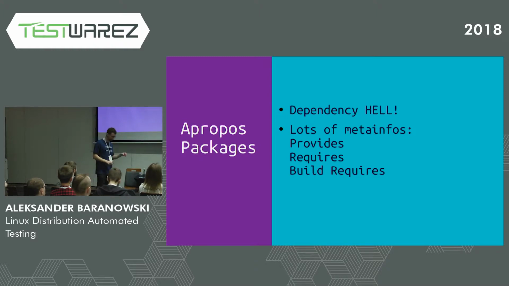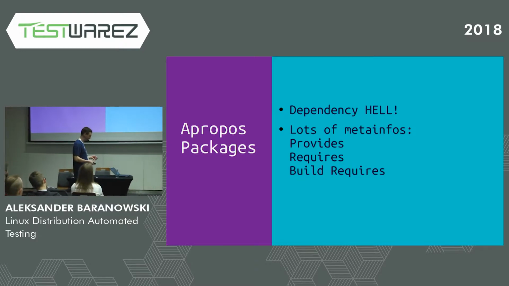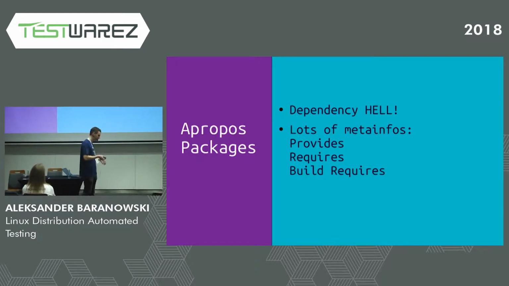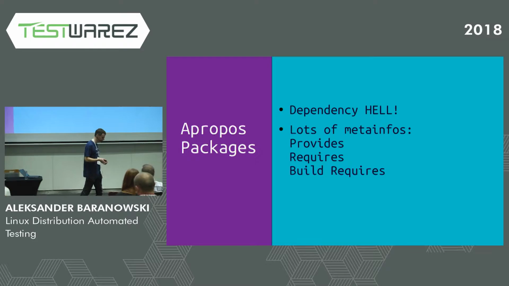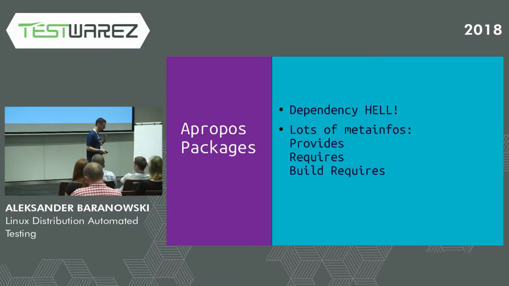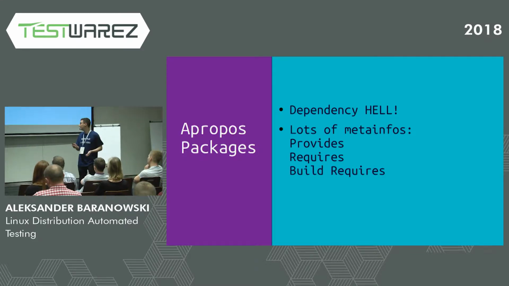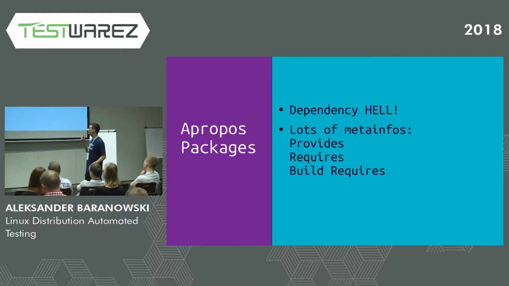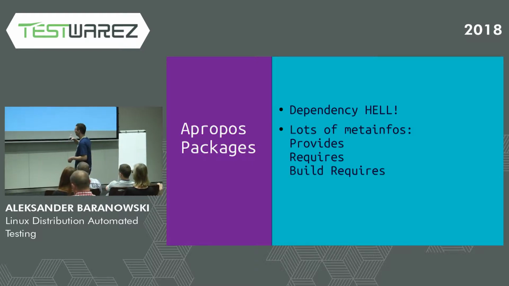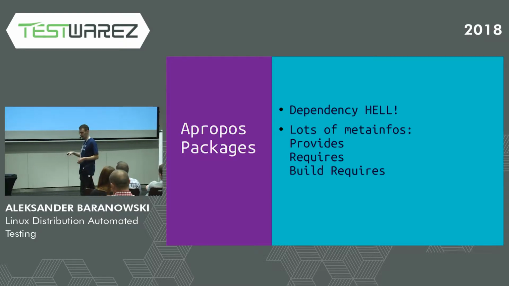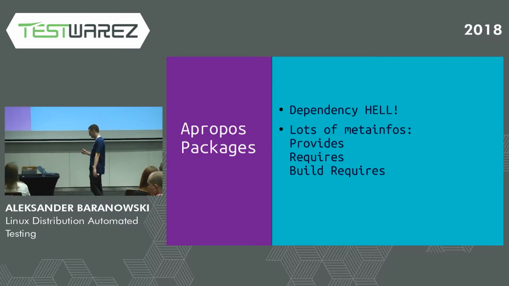And what is also important is that the package provides a lot of meta-info. For us as testers, or someone who wants to test a Linux distribution, there are three pieces of meta-information that are really important. The first one is what the package provides. Second one, what is required, and third one, what build requires. Okay.